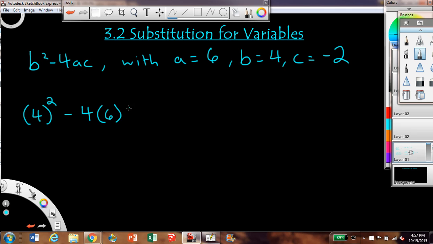C is going to be parentheses negative 2. All right, so order of operations says I square this first. 16 minus, let's see, 4 times 6 is 24, times -2 is -48. So what I'm really doing here is adding 16 plus 48, which gives me 64.